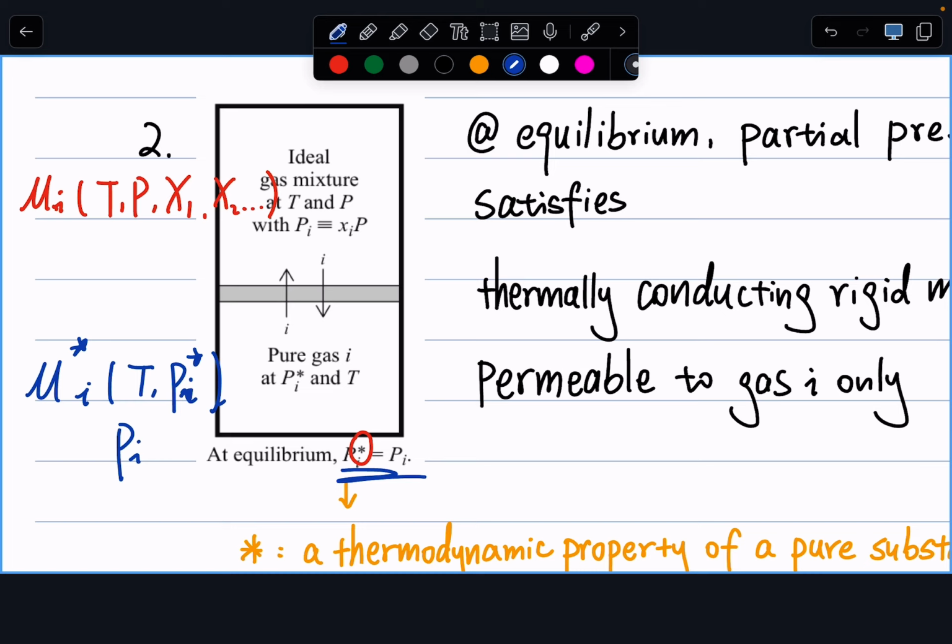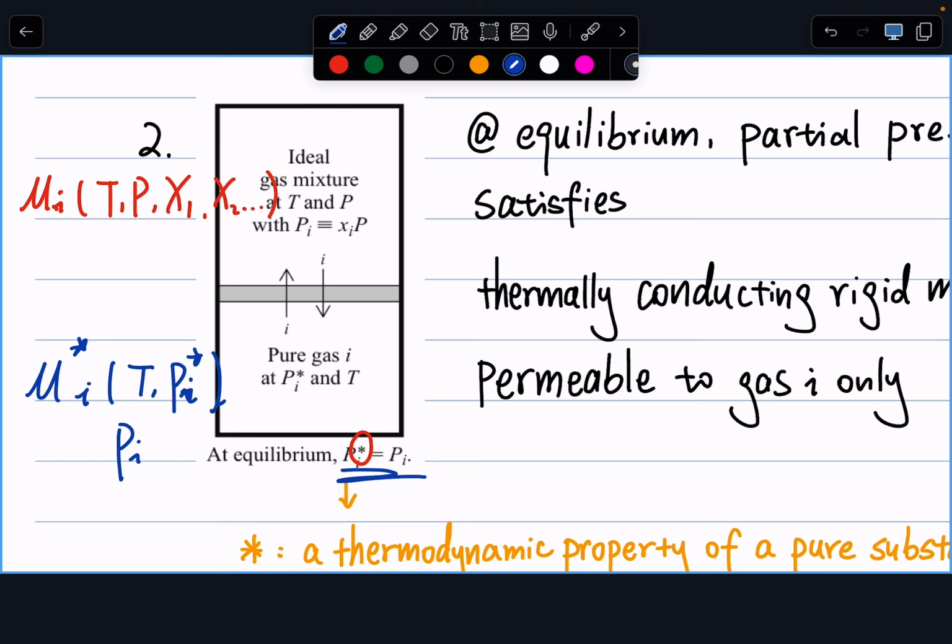All right, so if we put it in this A, B, and C example, we have one chamber containing A, B, and C. And for this one, if we're focusing on A, we can write that mu A as a function of T, P, chi A, chi B, chi C. Right, so that's in my top chamber over there.